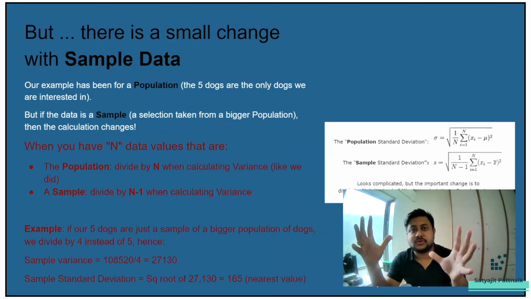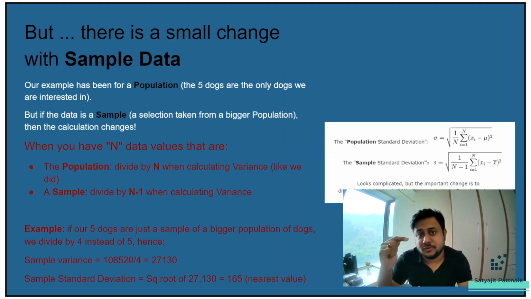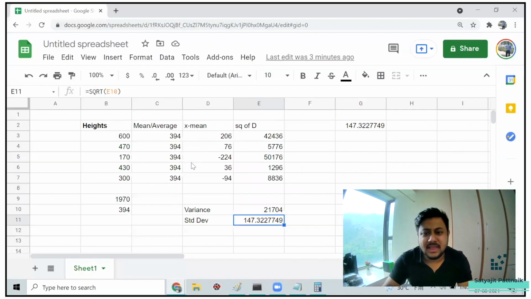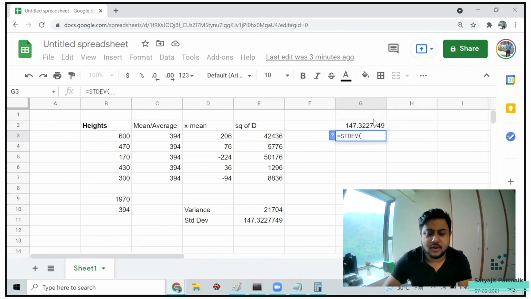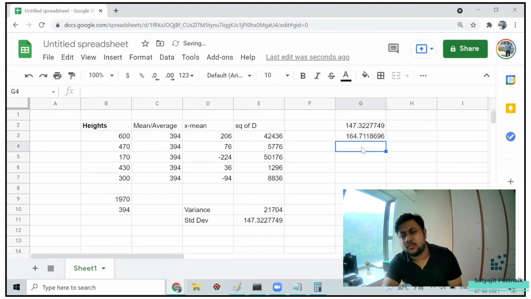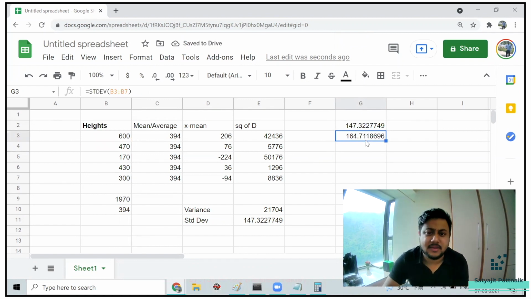Now, the most important topic: some of you might be thinking, why have I used STDEV.P? What is STDEV? If you calculate STDEV of B3 to B7, the number will be around 164. What is this? It's very simple.